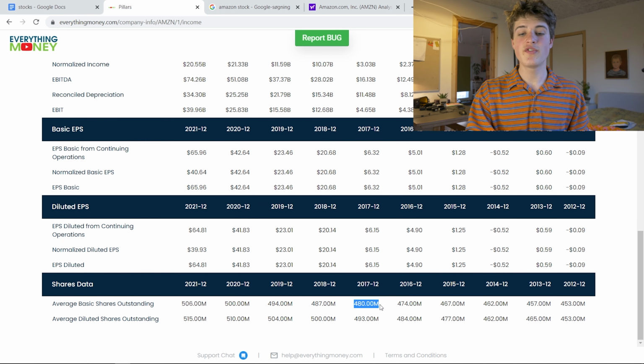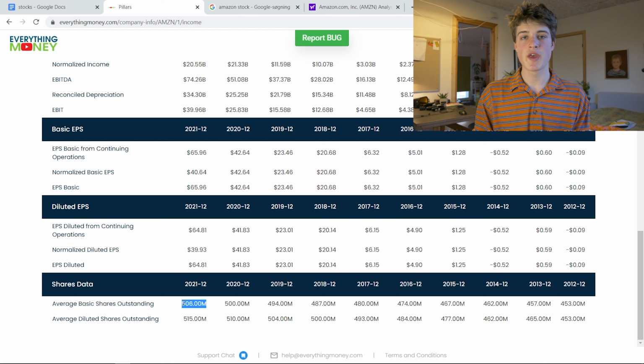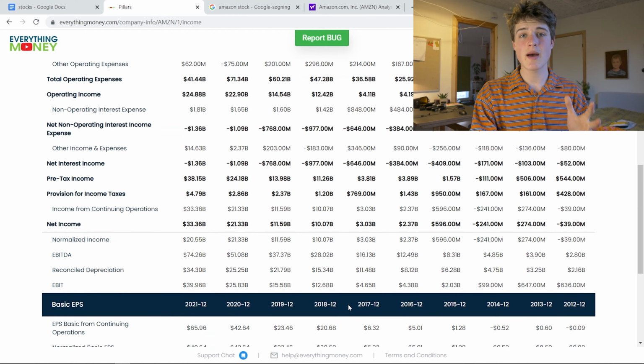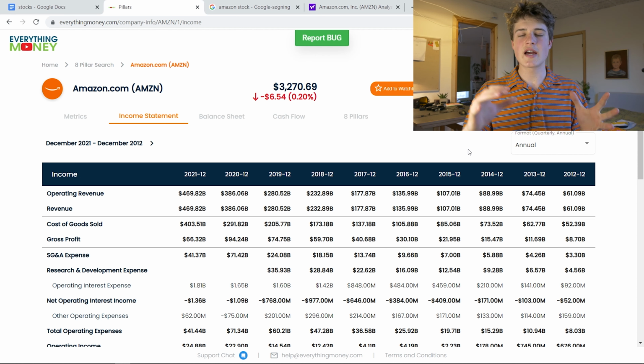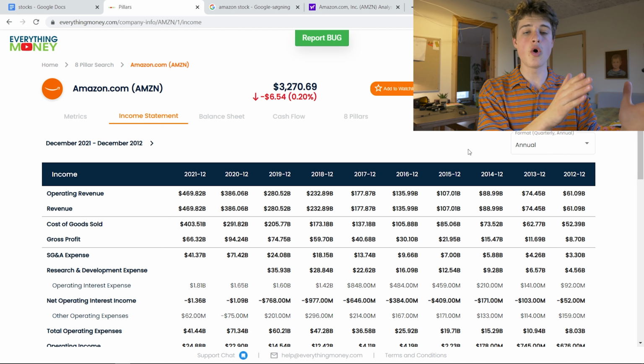So you can see 5 years ago they had 480 million shares. Now they have 506 million shares. That means they have been diluting us over the past 5 years. Like steadily over the past 5 years they've been diluting shareholders. That is not a good thing to see, guys. But because Amazon's shares are significantly overvalued right now, which we'll take a look at here with the stock analyzer tool in a bit, it is actually better for them to dilute shareholders and basically give them overvalued shares instead of taking on more debt.